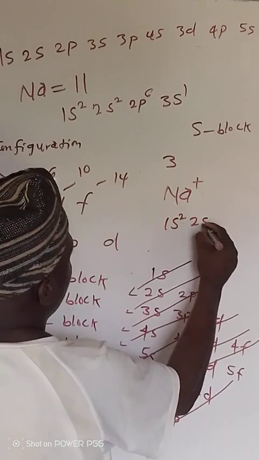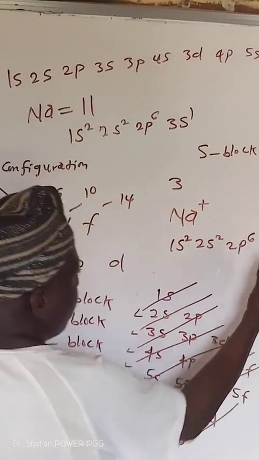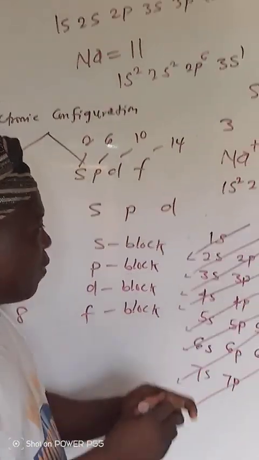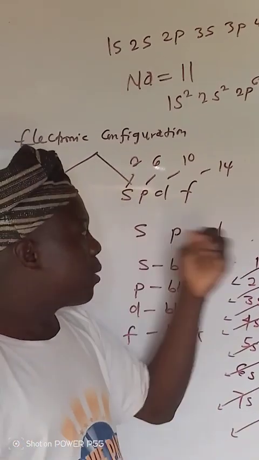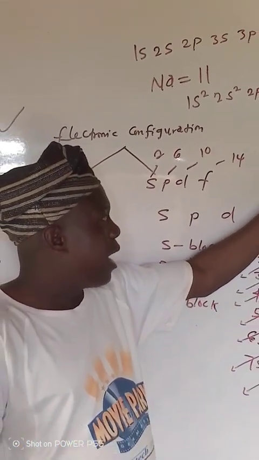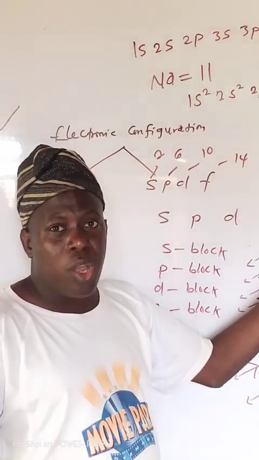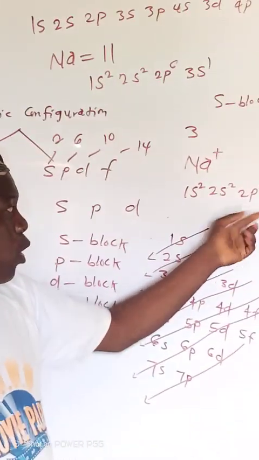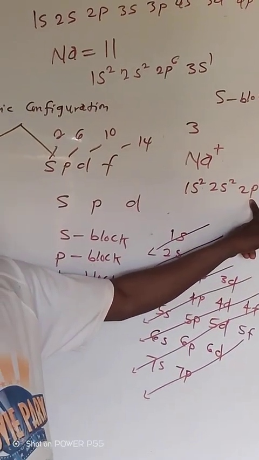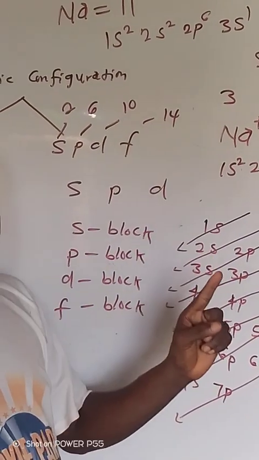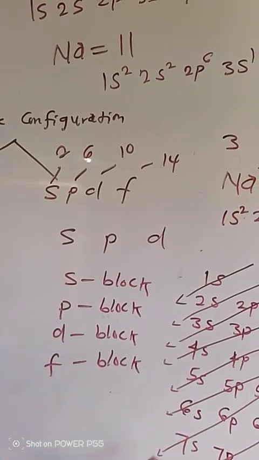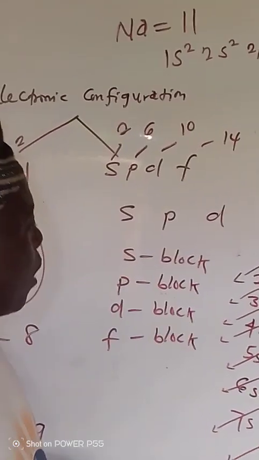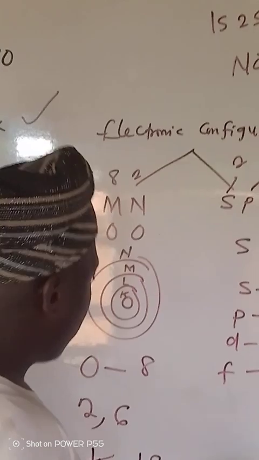1s2, 2s2, 2p6. If the question now says this element belongs to what block? This now belongs to what block? P block. Is that okay? Don't forget. That's about that. Then what else again? Now let's look at one more example.